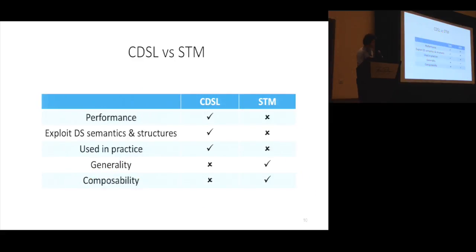Okay, so this is the summary of what we have today. Concurrent data structure libraries do use the semantic and structure of the data structures, and therefore they have very good performance in real life. But they are not general and they are not composable. And by generality, I mean that they support only data structure operations. They cannot support arbitrary memory access. And by composability, I mean that, as in the example before, we cannot take several data structure operations and perform them atomically together. Software transactional memory, on the other hand, is general and composable, but its performance is much worse.